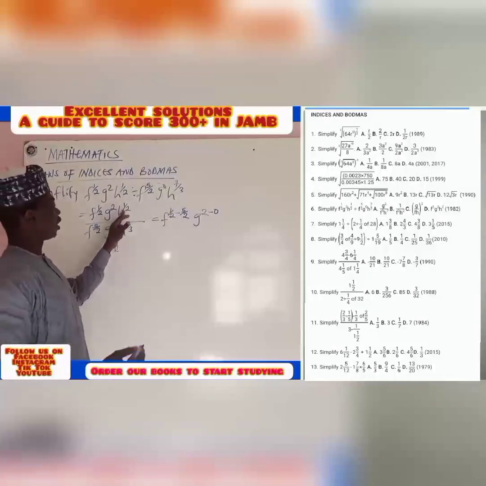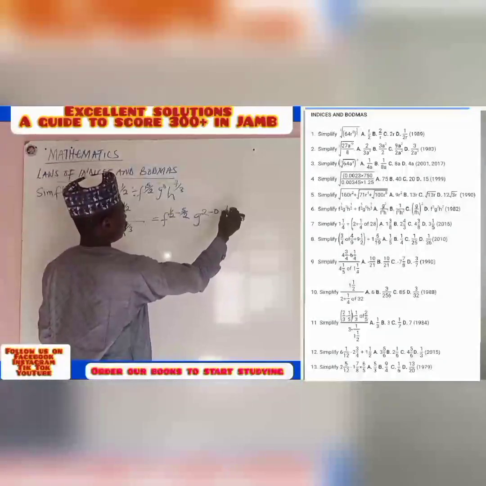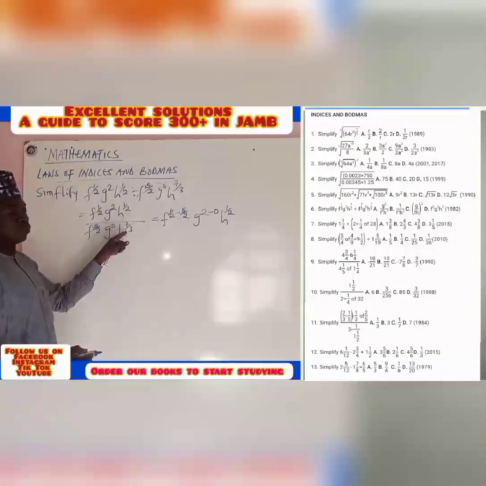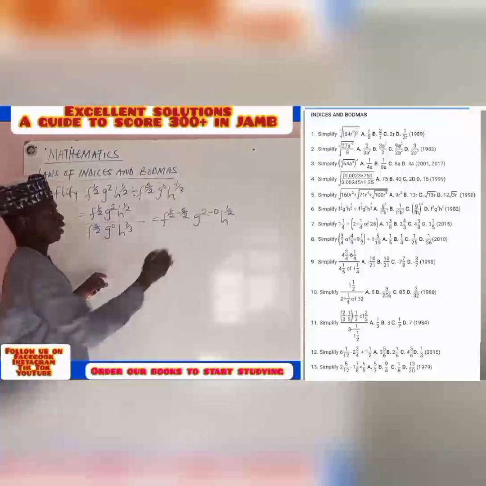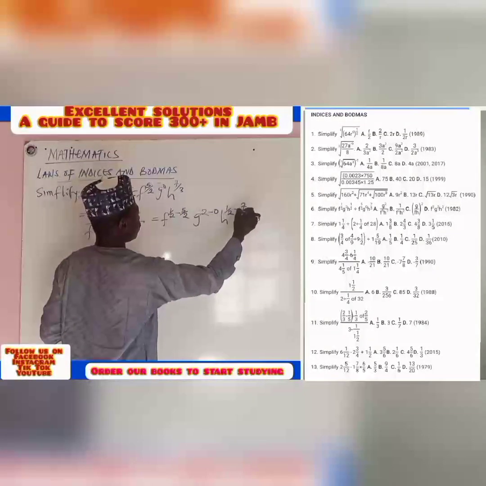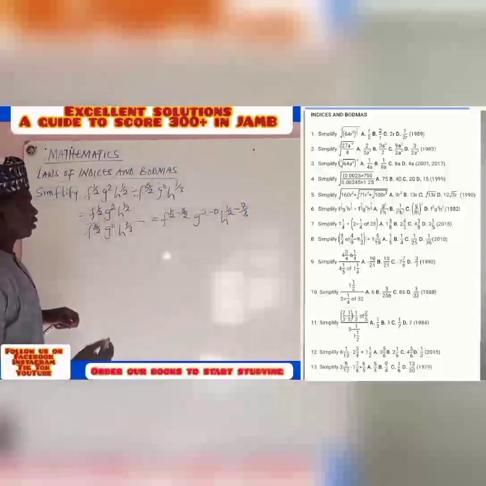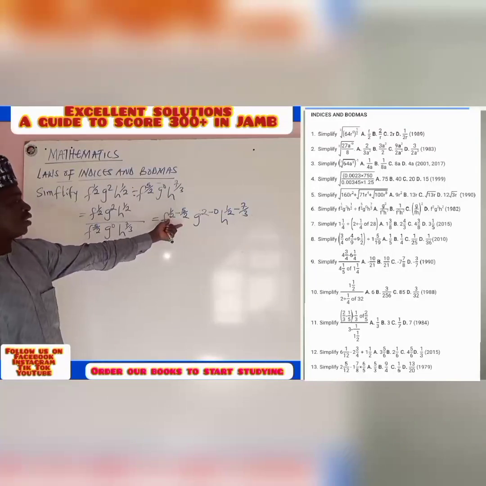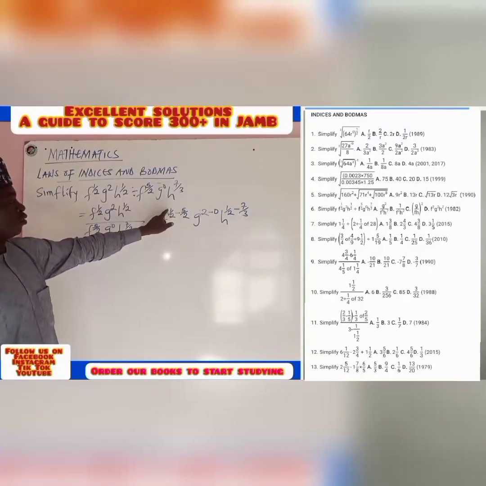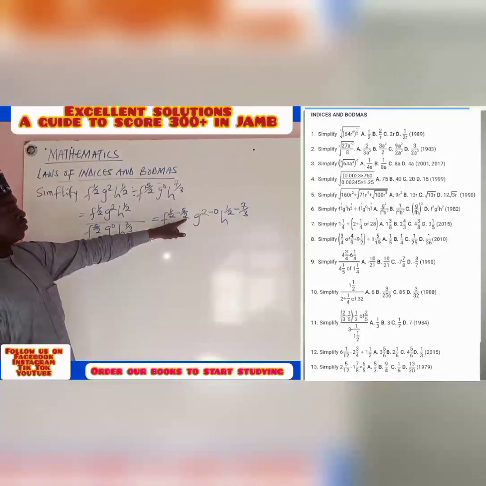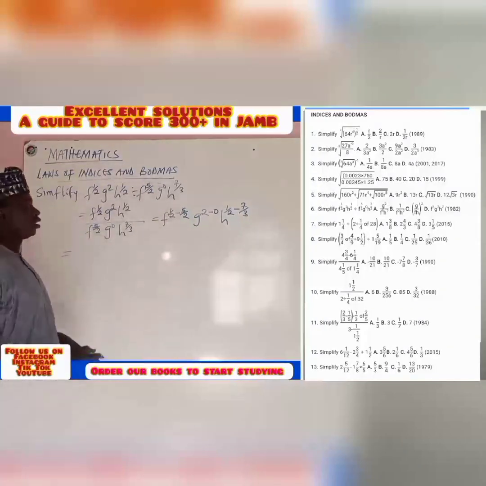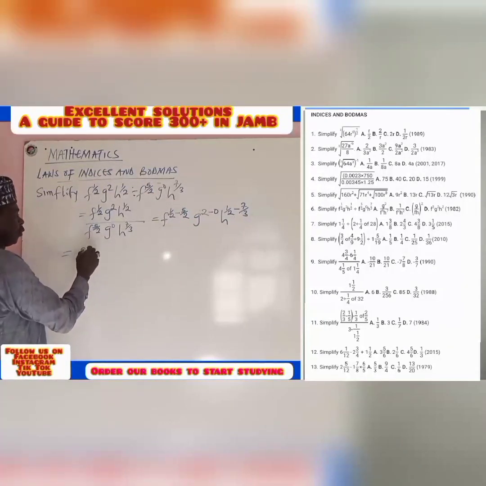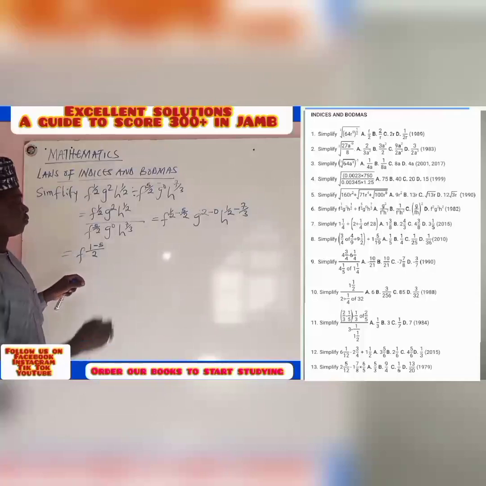Then we have H power 1 over 2, and the 7 over 3, when it goes up, becomes negative, so we say minus 7 over 3. The next step, we say equals 1 over 2 minus 5 over 2. The LCM is 2. 2 divided by 2 is 1, 1 times 1 is 1. 2 divided by 2 is 1, 1 times 5 is minus 5. So we now say F power 1 minus 5 over 2.